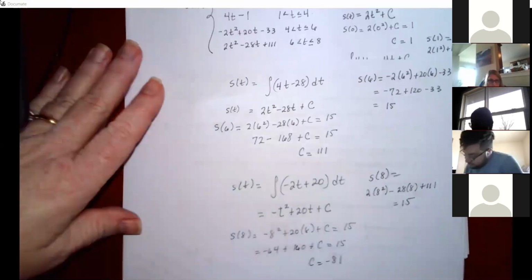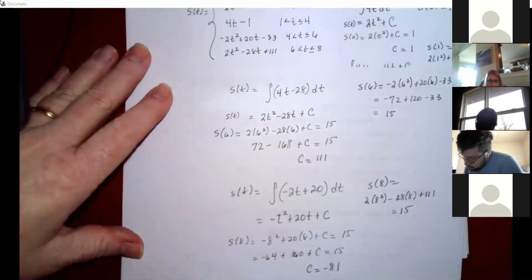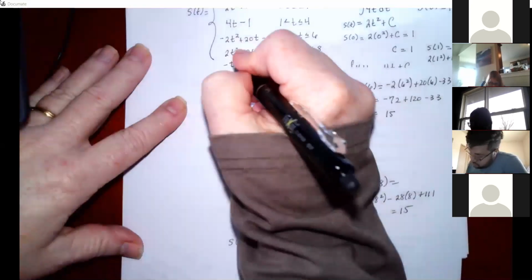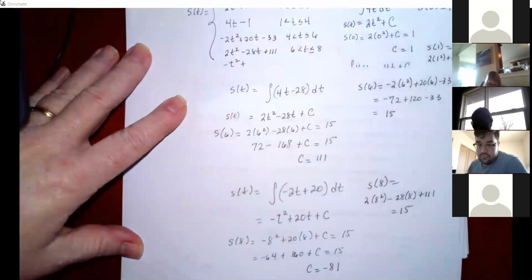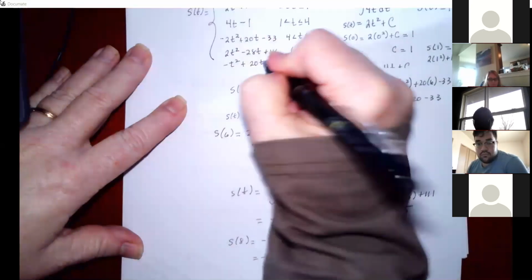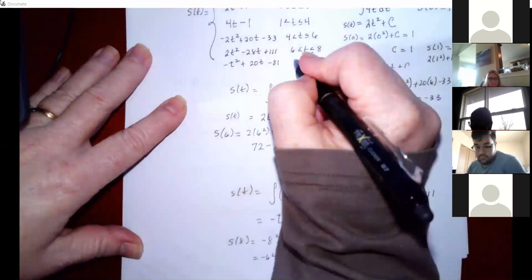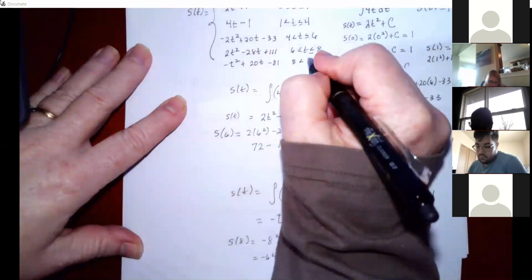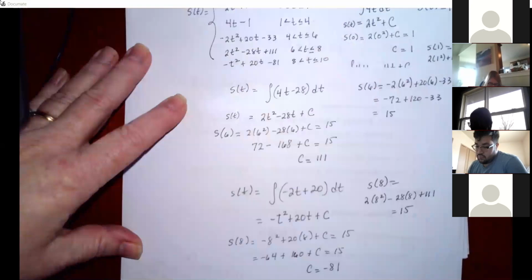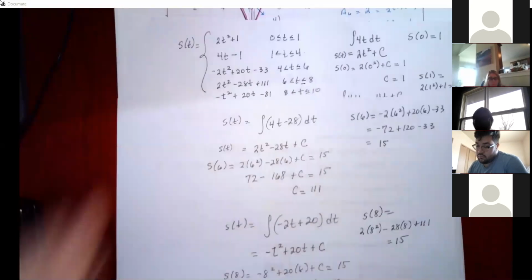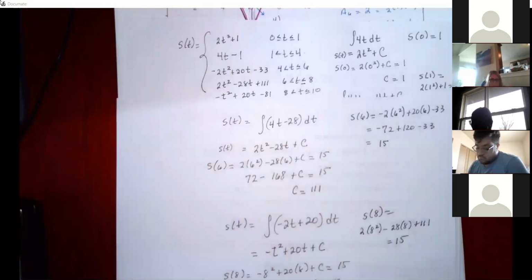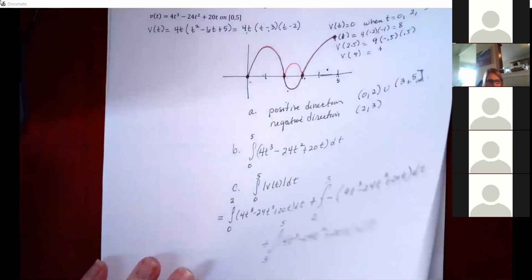And so our last position function is negative t squared plus 20t minus 81 on the interval from 8 to 10. That one was just kind of mean because they gave us so many different pieces for our function. Area between curves.